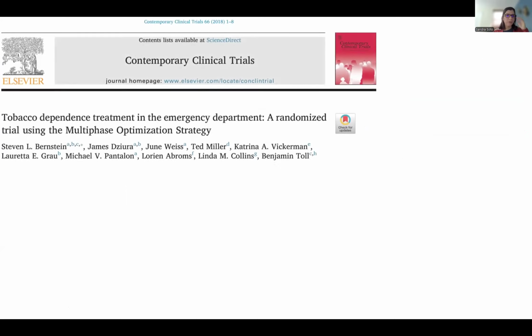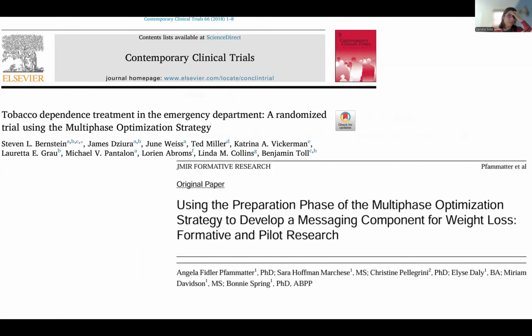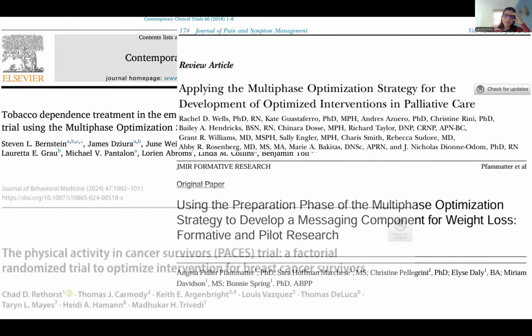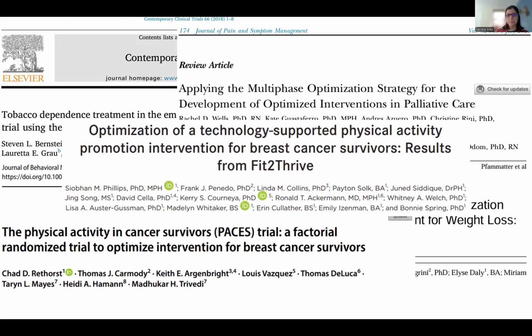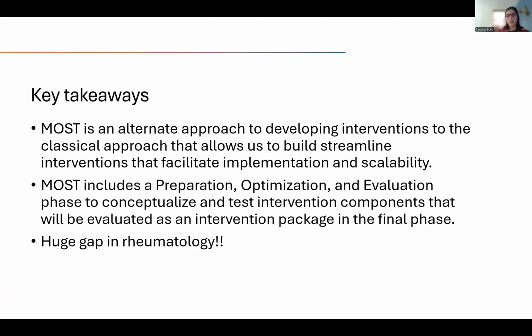So I do want to mention that the literature on MOST is common in other disciplines, not necessarily our discipline. So we see a lot of things happening in cancer, especially some weight loss, but there's not much happening in rheumatology or musculoskeletal areas. And so I just want to put that in as a plug.